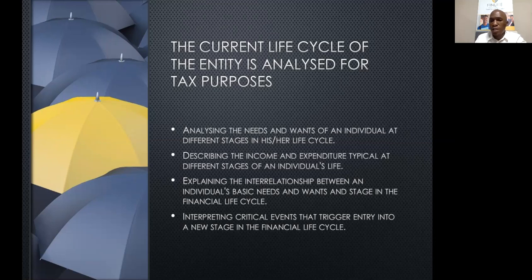But you start exposing yourself to different types of investment instruments, and then different kinds of tax are due to the taxman. So here we are trying to analyze the needs and wants of an individual at different stages in the life cycle. You describe the income and expenditure typically at different stages, explain the interrelationship between an individual's basic needs and a stage in their life cycle, and then interpret critical events that trigger entry into a new stage in the life cycle.